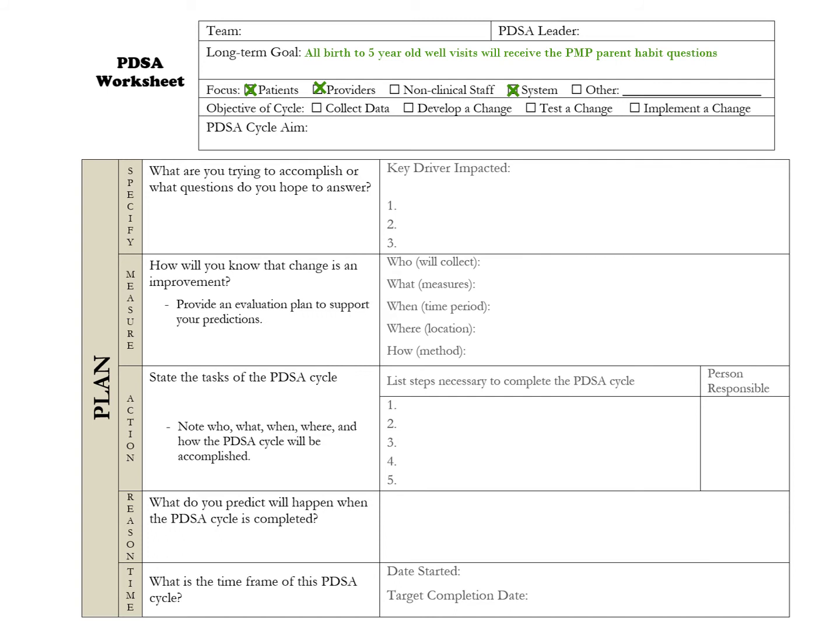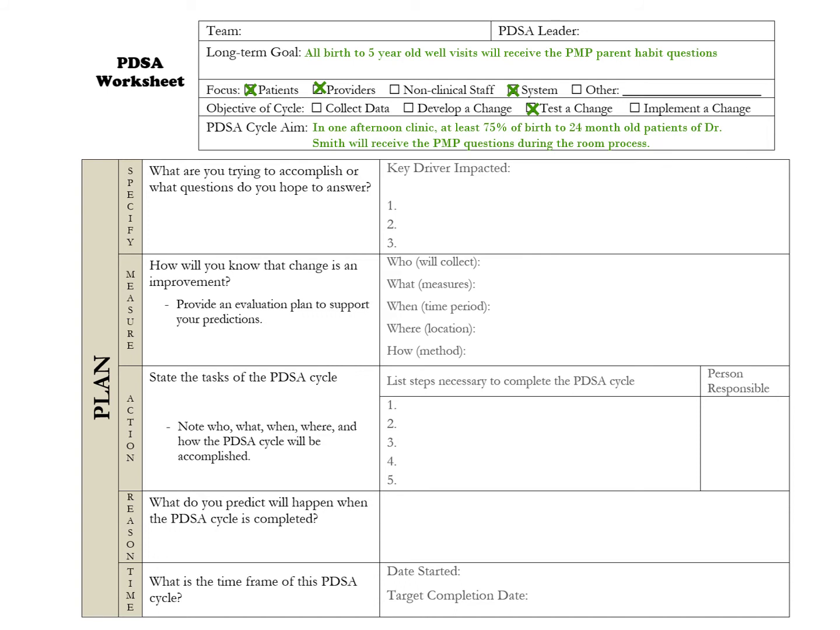But for this specific cycle, this PDSA cycle, you're testing a change. You're not exactly sure how you're going to get these questions out to families. So the aim of this cycle is for one clinic afternoon, again, we're thinking small, at least 75% of those birth through 24-month-old patients of Dr. Smith will receive the PMP questions while you're rooming the patient.